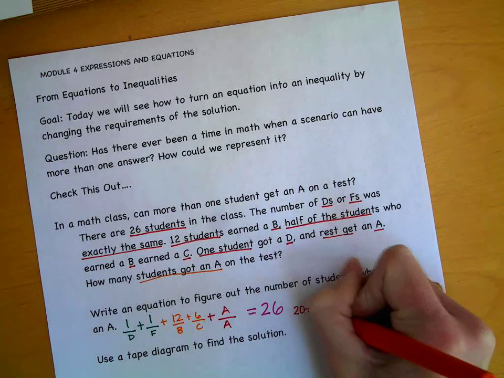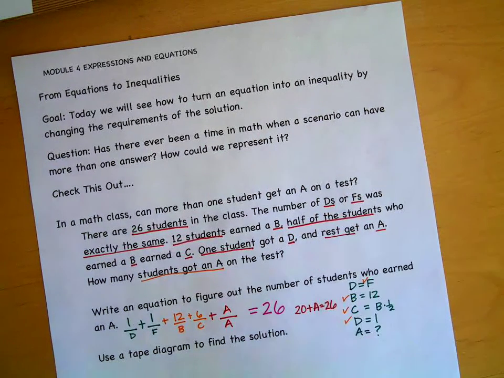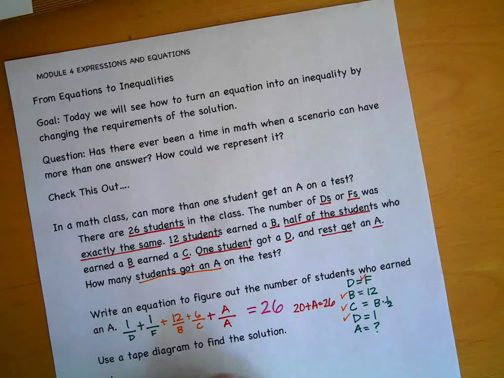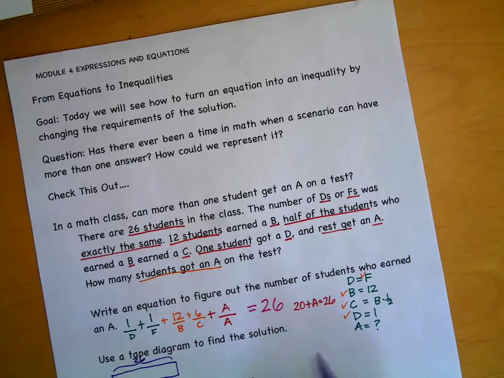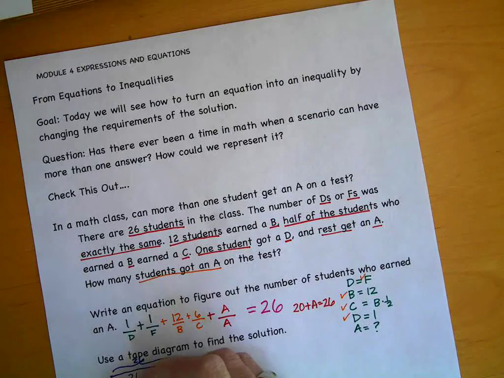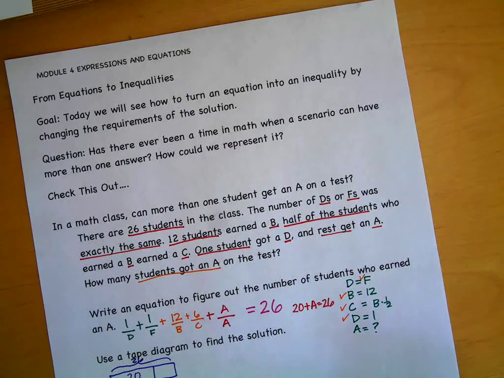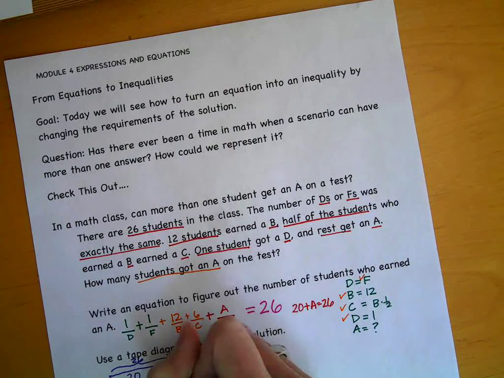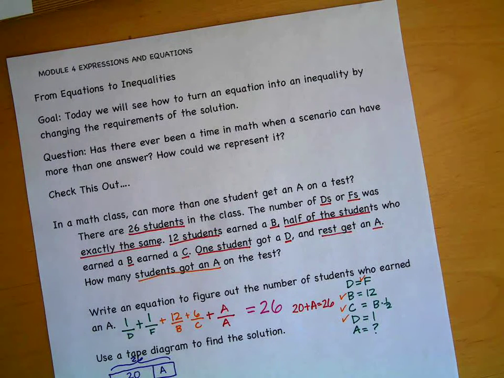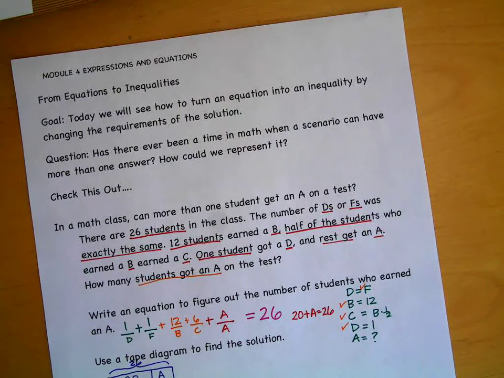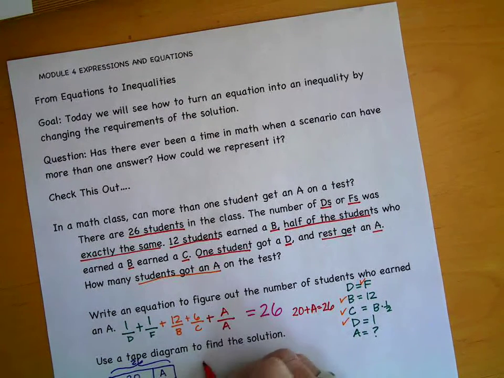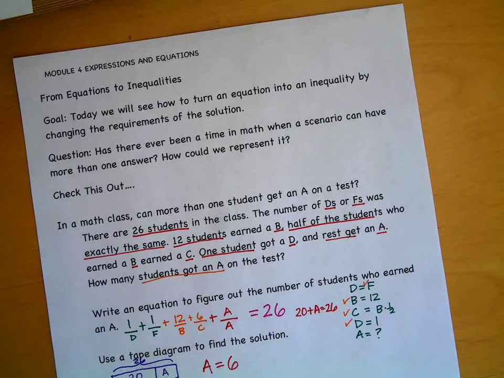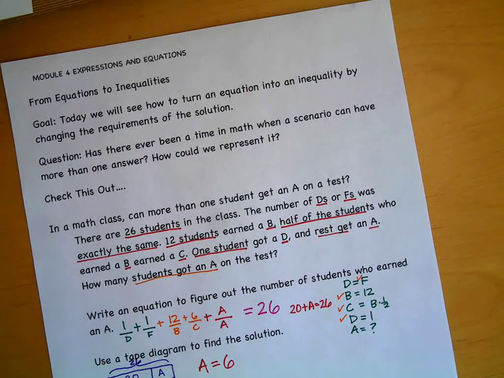So now I know that 20 plus A is supposed to equal 26, and now I can use a tape diagram to help us figure that out because, again, I know that the total is 26 right here because that's how many kids are in the class, and I know that 20 of them are all of the B's, C's, D's, and F's, and then we're trying to figure out what A would be, and there's my tape. So what number plus 20 equals 26? And now I know that A has to equal 6 because 20 plus 6 equals 26. Okay? So that wasn't too difficult.